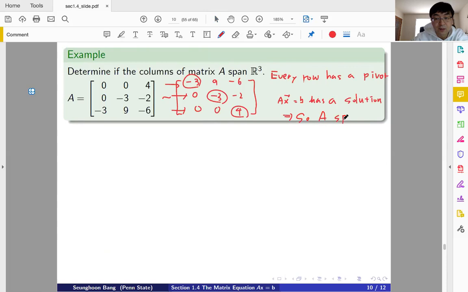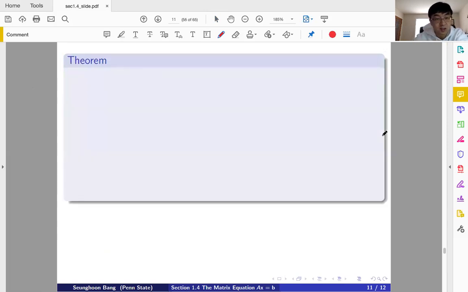So matrix A spans R3. That's it. This is the whole idea for solving this problem. They're not difficult. We can check that every row has a pivot. So this is like a summary.